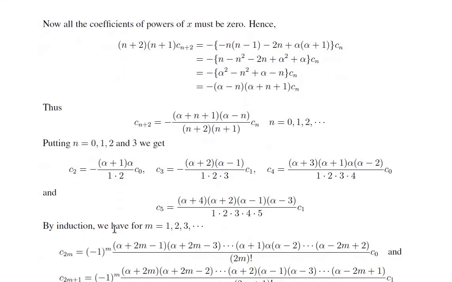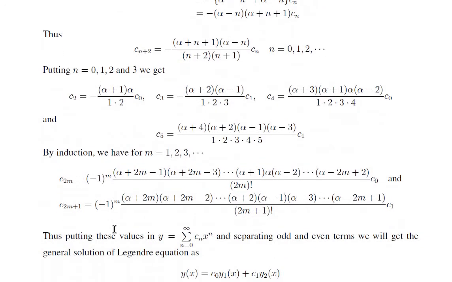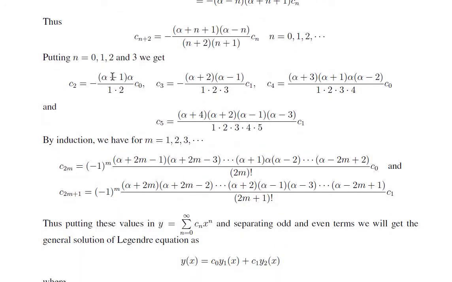So by induction, we can say for the even terms what is coming. For this C, the even terms are multiplied by C naught, so there is C naught. And what do we have to start? Alpha plus 1 into alpha in the middle, and on this side we will subtract the even numbers from alpha, and we will add the even numbers on the right side, and then minus 1 to the power m, because see, this is minus and this is plus.